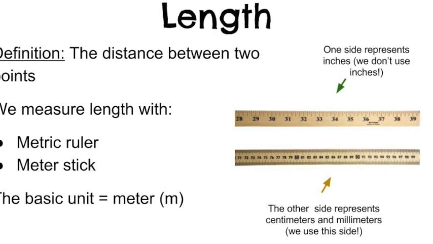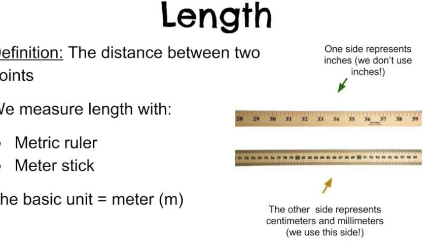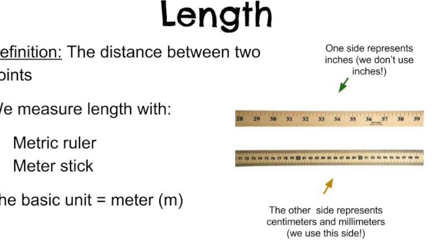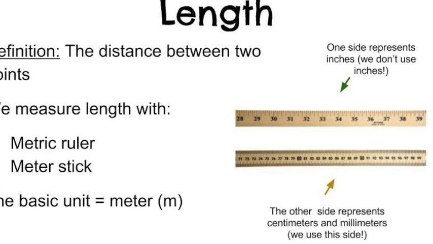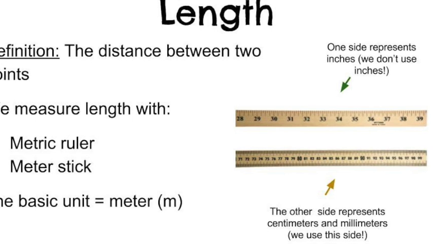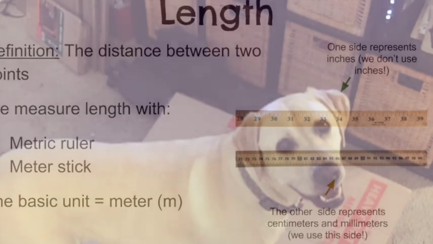To measure a very far distance, I would use meters. Like the example of throwing the ball for Willow at the beach, I'd use meters, whereas if I use centimeters, that would be for a very small object or small distance.